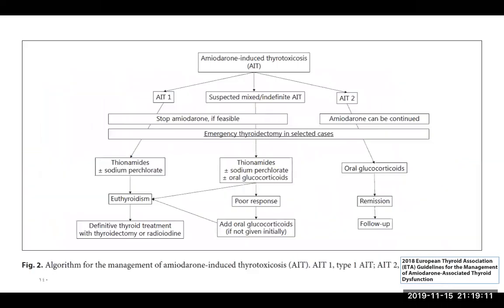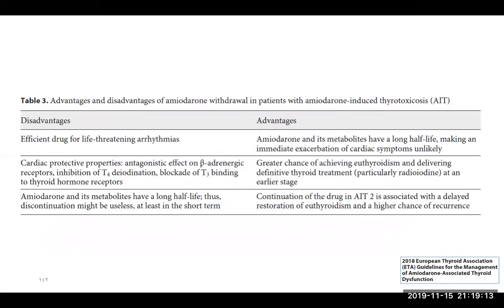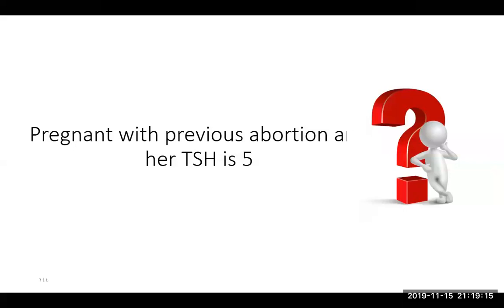And this is the same guidelines. This is a pregnant woman with previous abortion, TSH is 5. How to manage? Of course, we must give thyroxine. If she already received thyroxine, we must increase the dose. If not on thyroxine, we must give thyroxine.